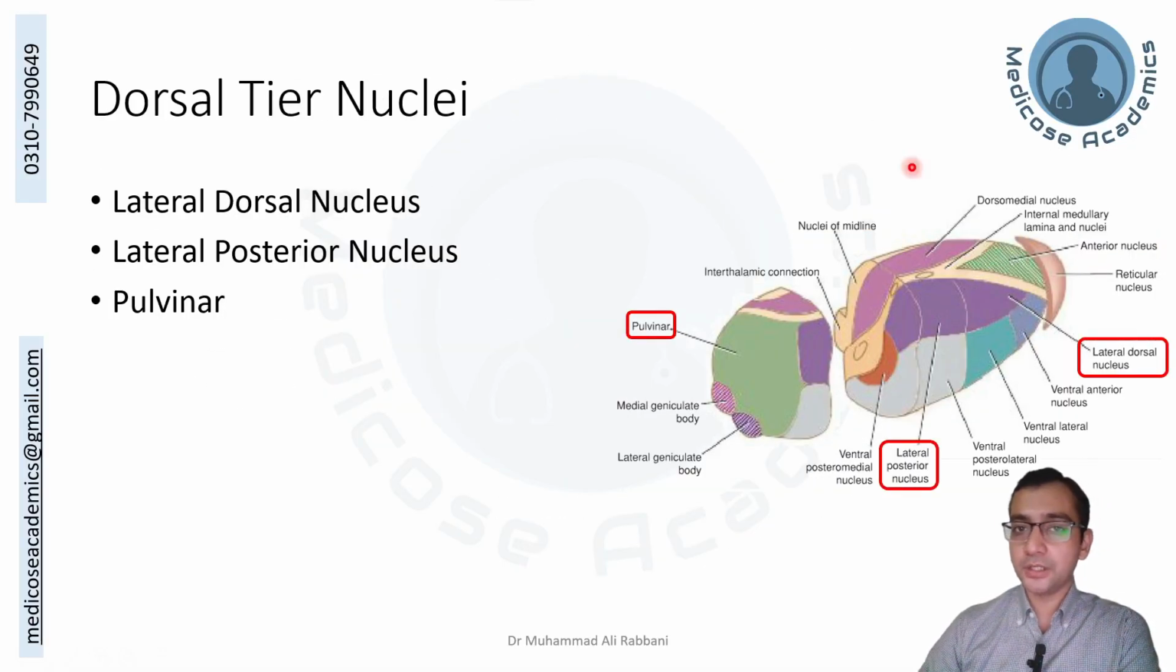Then there are the dorsal tier nuclei. There is the lateral dorsal nucleus, the lateral posterior nucleus, and the pulvinar. But before going into that, let us finish this part first.